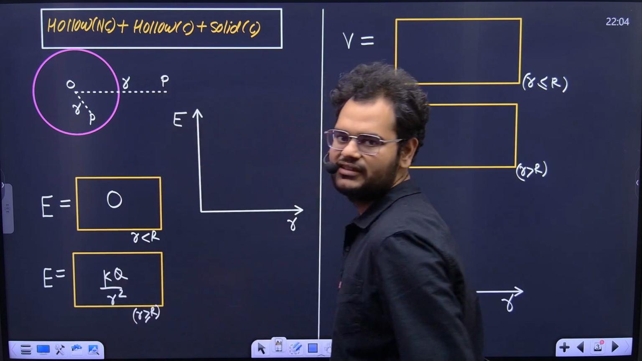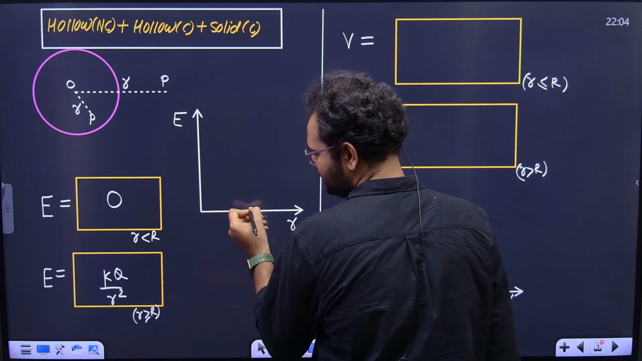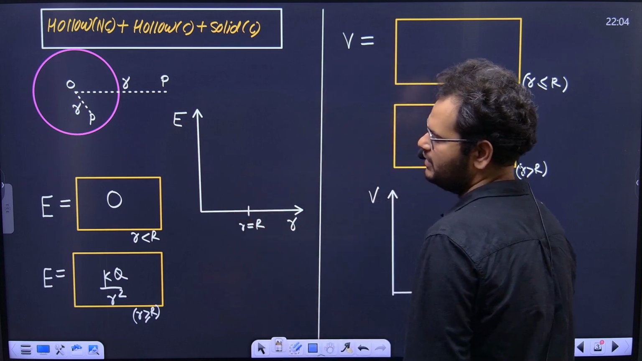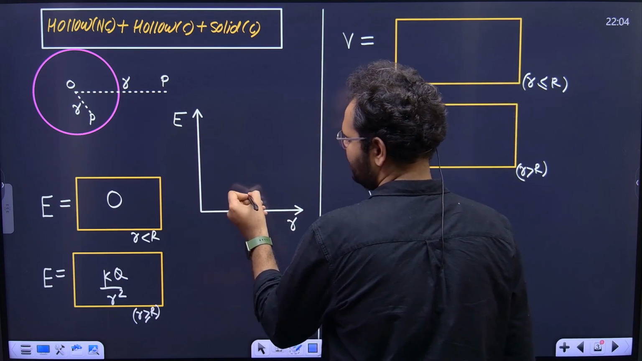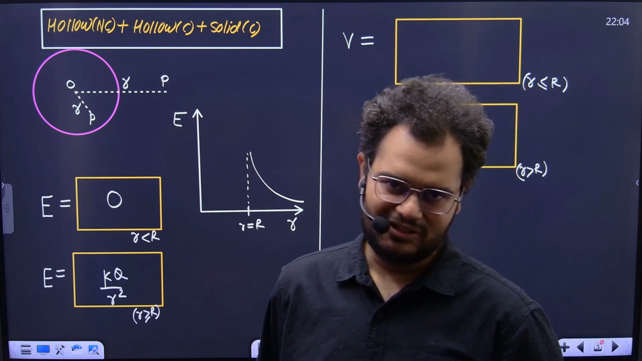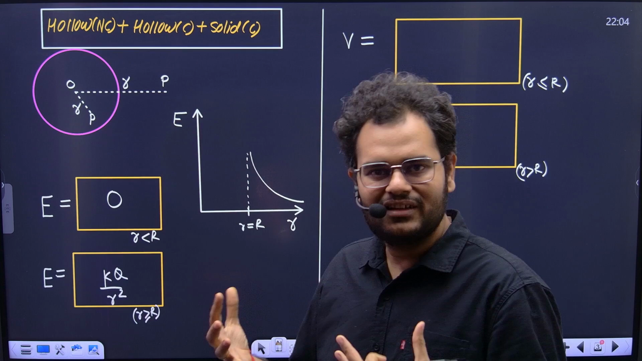Excellent. So how will the graph look? Here there is no electric field, that's why 0. And when small r is equal to capital R, after that how will the electric field vary? It will vary similar to a rectangular hyperbola, not exactly but similar. Okay, this is the graph. No need to memorize it, just go with the flow and be logical.